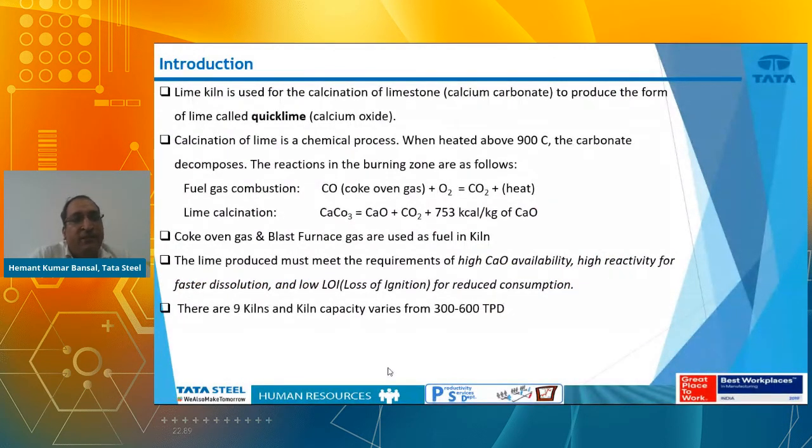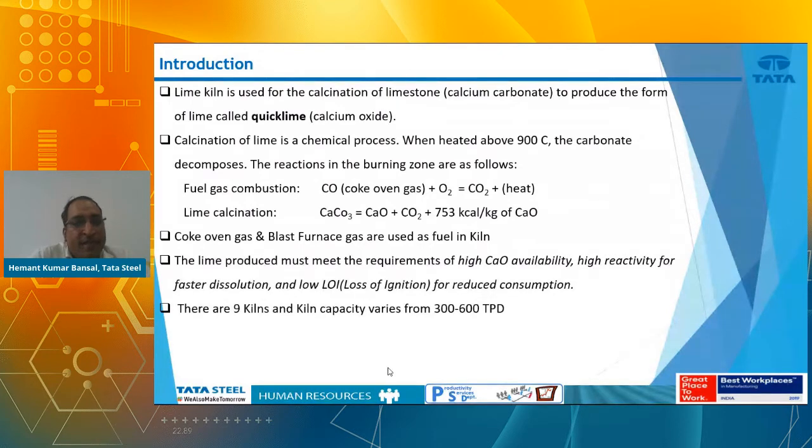The introduction is like this. There is a lime kiln, which is used for the calcination of limestone, which is calcium carbonate, to produce lime, which is called quicklime, calcium oxide. Calcination of lime is a chemical process where calcium carbonate is heated above 900 degrees centigrade, so it decomposes into calcium oxide and carbon dioxide. Coke oven gas and blast furnace gases are used as fuel in the kilns. The lime produced must meet the requirements of high calcium oxide availability, high reactivity for faster dissolution, and low loss of ignition for reduced consumption.